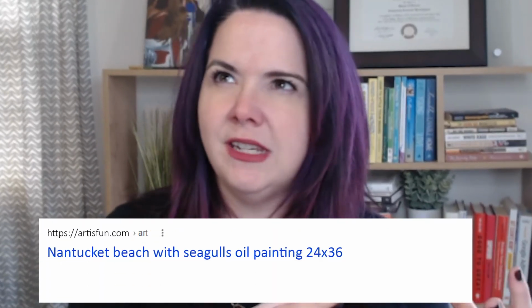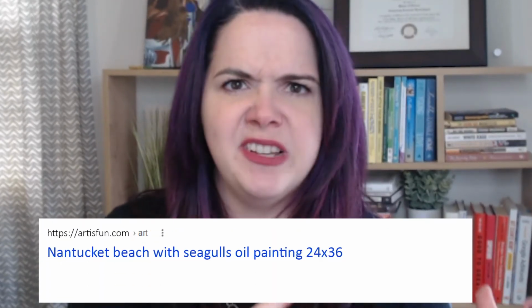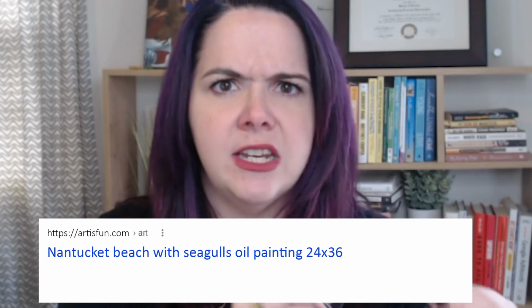What do you want to put there? It doesn't necessarily have to be the same description that you have in your SEO title. This might be a place where you let some of your personality shine through. So if you're selling a painting of Nantucket, you might have your SEO title be a bit more informational. It might be like Nantucket Beach with Seagulls oil painting 24x36. It's like, these are the details that you need to know.